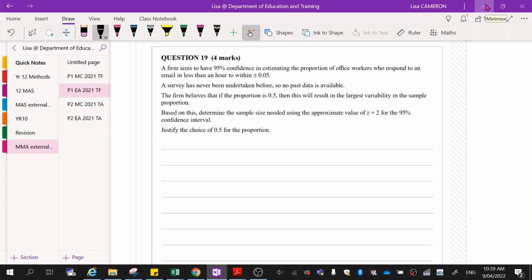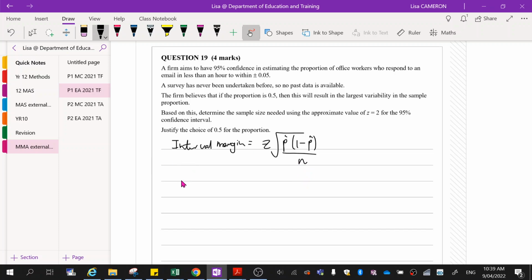Okay, so first thing I'm going to do is scan through my formula booklet and look for something to talk about interval margins. So you'll see that you're given one of the formulas. It's got this part on the end of it. So the interval margin is equal to z square root of p(1 minus p) over n.